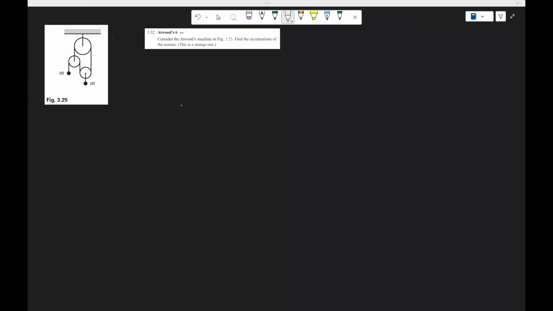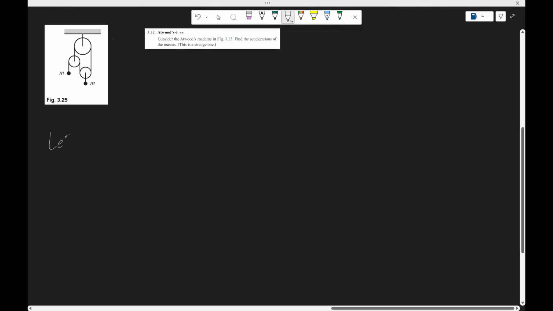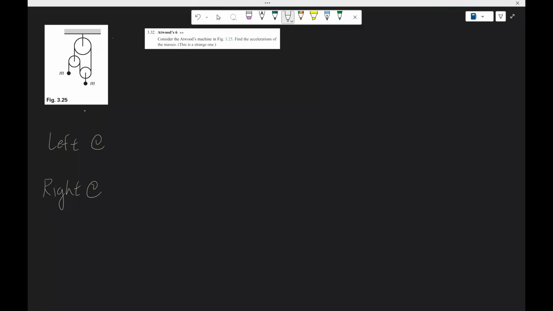Hello all. So today we will talk about exercise 3.32, Atwood 6. This is asking us to find the accelerations of the two masses. First let's call the left mass mass 1 and the right mass mass 2. But just keep in mind these two masses are equal. I'm just giving it a number here so it's easier to list out the equations later on.